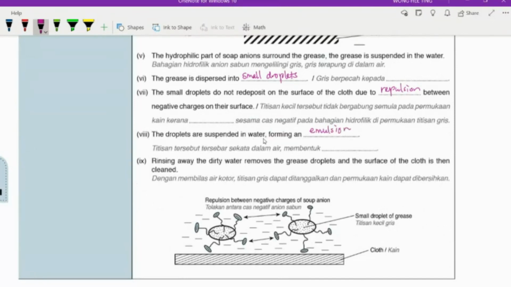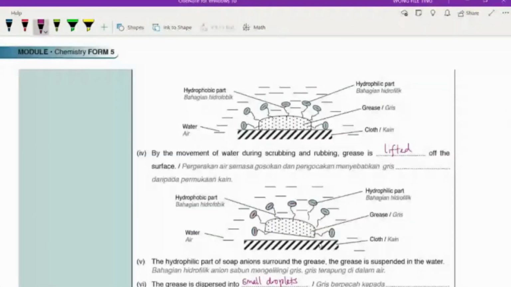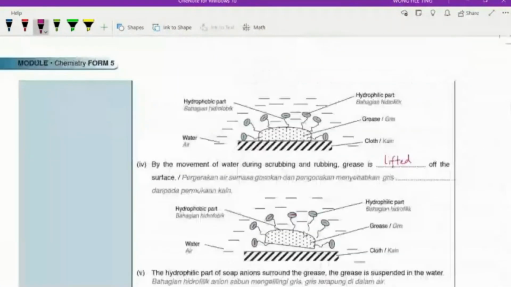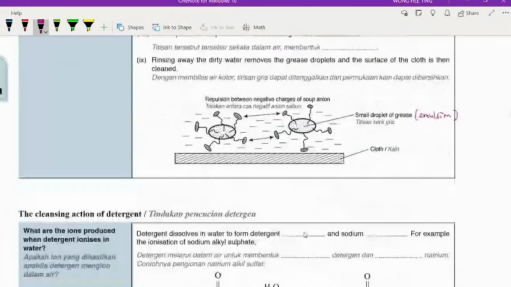Then you see here, this one is called the emulsion, or small droplets of grease. We call it emulsion. Okay. Then rinsing away the dirty water removes the grease droplets, and the surface of the cloth is then clean. Yeah. So this is how the cleansing action takes place during the cleaning of your cloth.